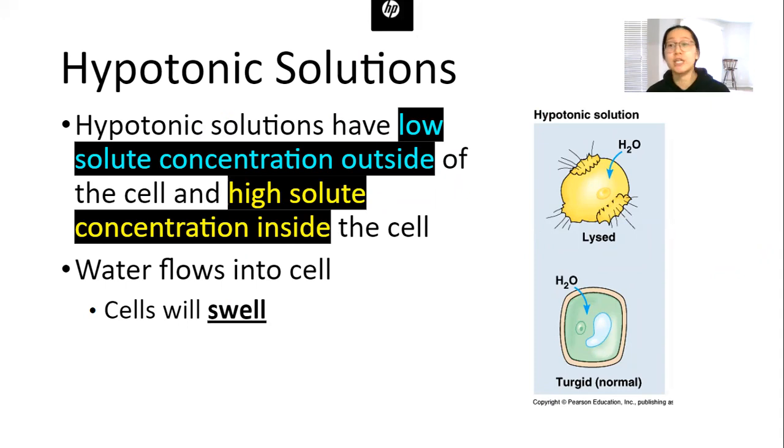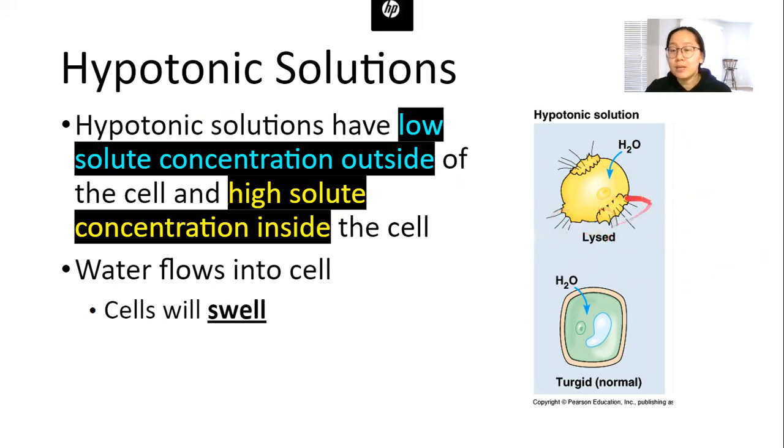If it's saltier inside the cell, the water is going to go towards that salt. So it's going to enter the cell. Water is going to flow into the cell, so we always draw the arrows to show that. So the net movement of water is into the cell. And the cell is going to swell and swell and swell until it can't handle it anymore. And then it will burst.